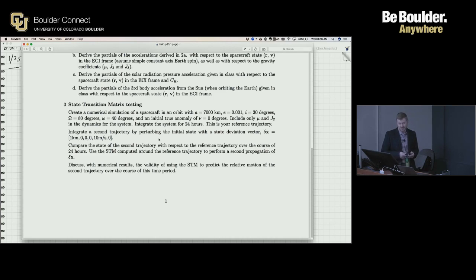Okay? All right. So we have this neighboring trajectory. You start with the orbit defined by these orbit elements, and then you add a little perturbation, and then you simulate that orbit and see how it moves relative to your reference trajectory. There are two ways to do that. You can integrate the two different orbits and see how they move differently, or you can integrate the reference trajectory, create the STM, and use the STM to propagate the state deviation vector over time. I want you to do both of those ways and compare how they work.